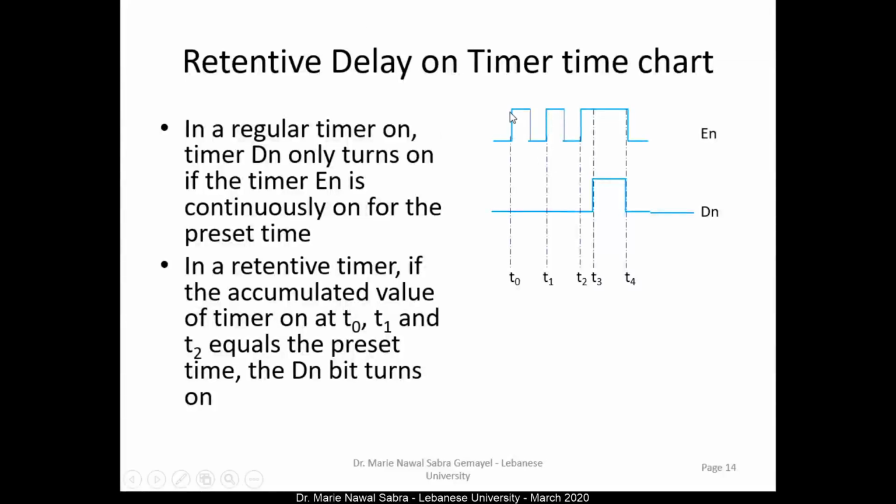So here, if I have the enable going on and off several times, if the sum of this time plus this time plus this one is the preset value, then the output will turn on. If it is a retentive delay on timer, then after the enable, when it goes down to off, the done bit also goes down to off.